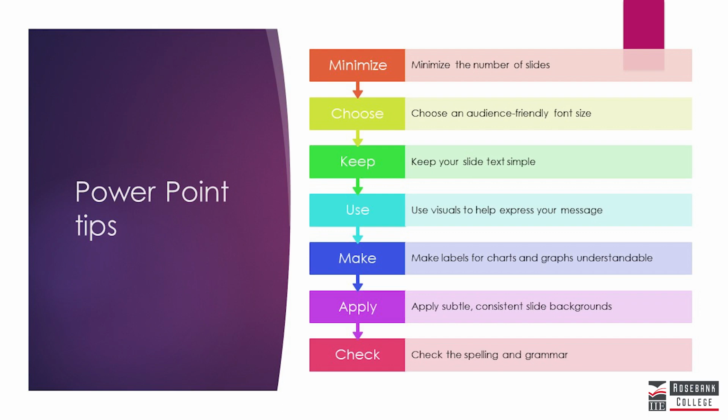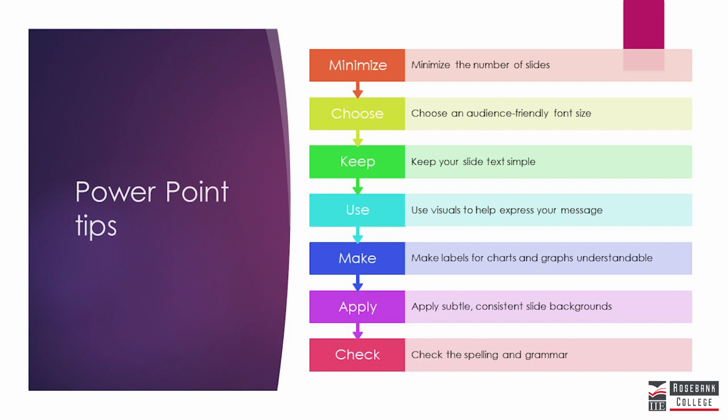Number 5, make labels for charts and graphs understandable. If you will be using charts or graphs in your presentation, use only enough text to make label elements in a chart or graph comprehensible. Number 6, apply subtle, consistent slide backgrounds. Choose an appealing, consistent template or theme that is not too eye-catching. You don't want the background or design to distract from your message.